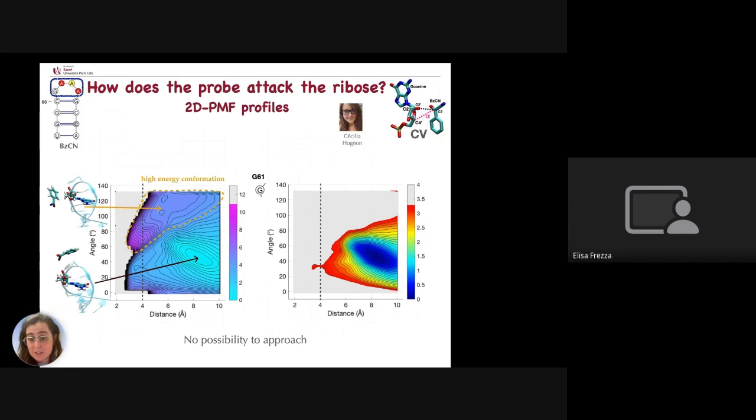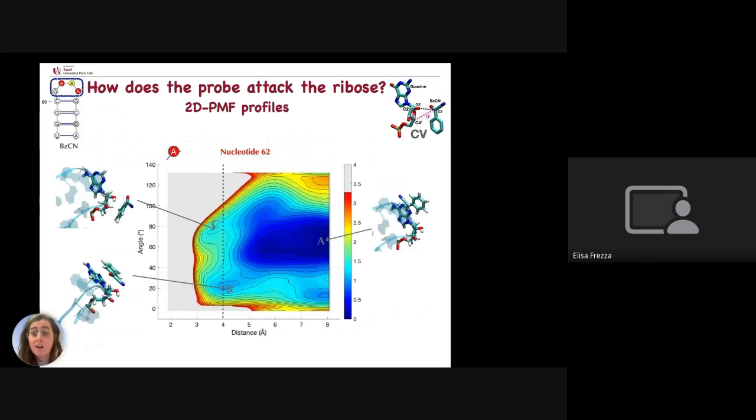peculiar results, because we realize that the scenario is much more complex. There is no possibility to approach; although we can try to go into the groove at the top and upside in the bottom, at the same time the barrier is too high. On the contrary, when we take into account a nucleotide that's reactive, we observe different minima, different binding modes are possible, and this is based on the fact that there are specific angles of approach for the attack that are important.